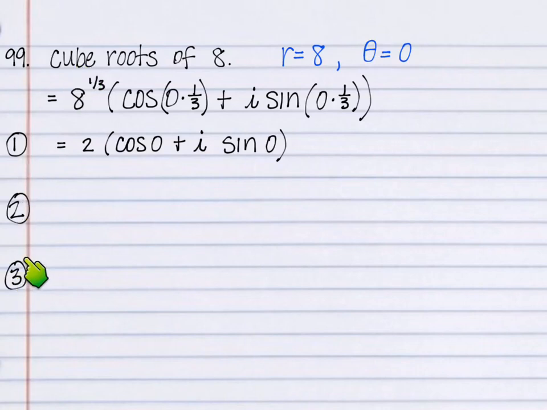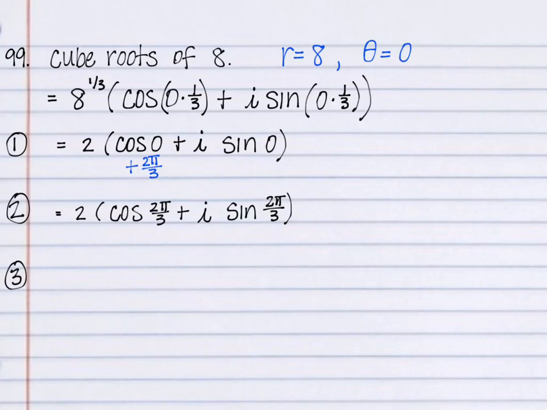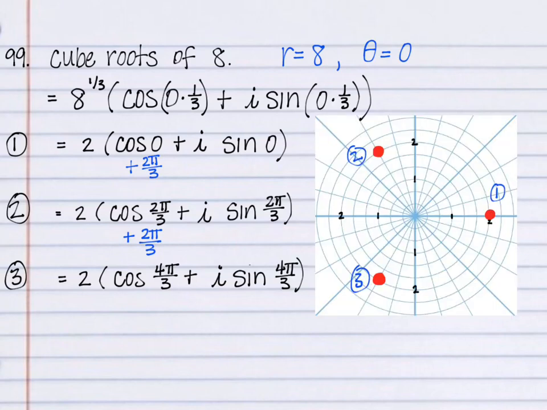And since there's 3, we're going to be adding 2 pi divided by 3. And so, again, it's nice because we're just adding it to 0. So we've got 2 times cosine of 2 pi over 3 plus i sine 2 pi over 3. Add another 2 pi over 3. And now we have our 3 answers, which we're going to graph.